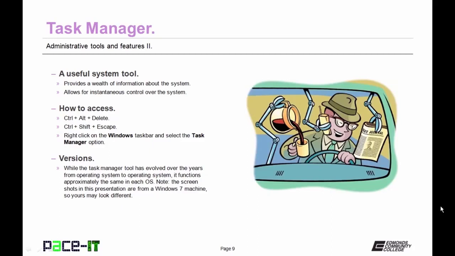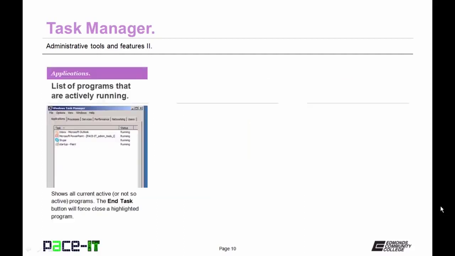Now, Task Manager has evolved over the years, and each operating system is slightly different, but they all function approximately the same. The screenshots in this presentation will be from a Windows 7 machine, so yours may be different. So now let's talk about the Applications tab. That shows all the current active, or not so active, programs.